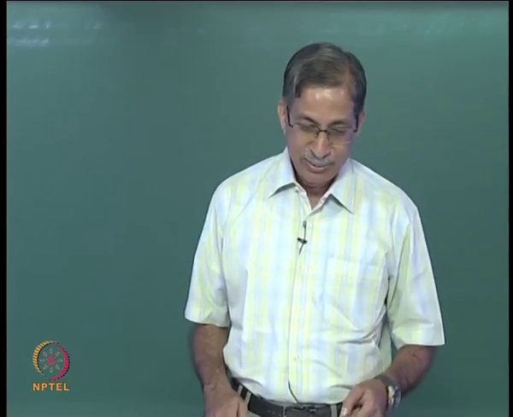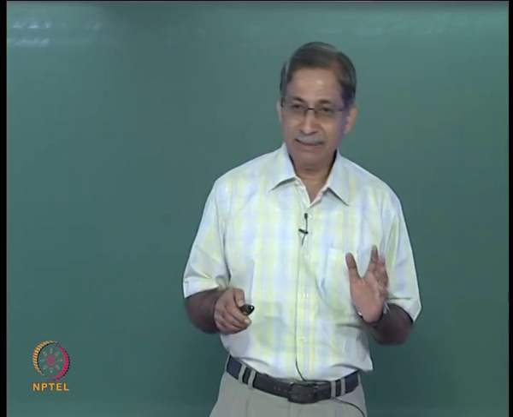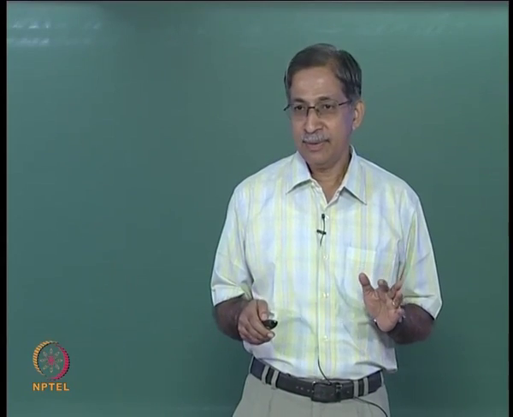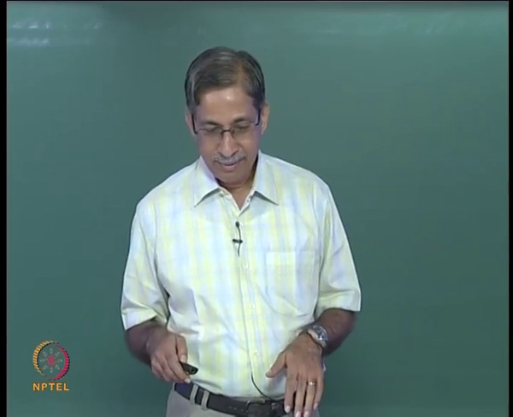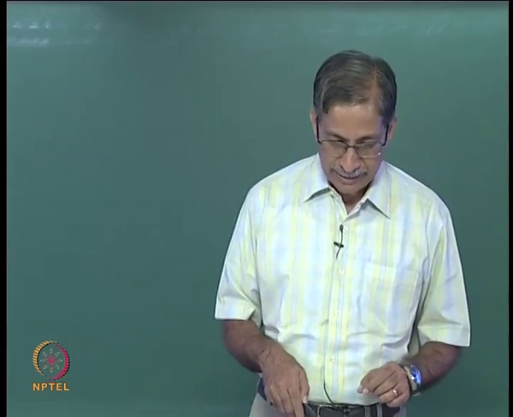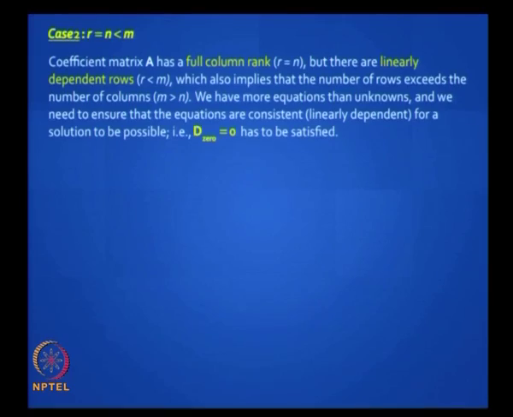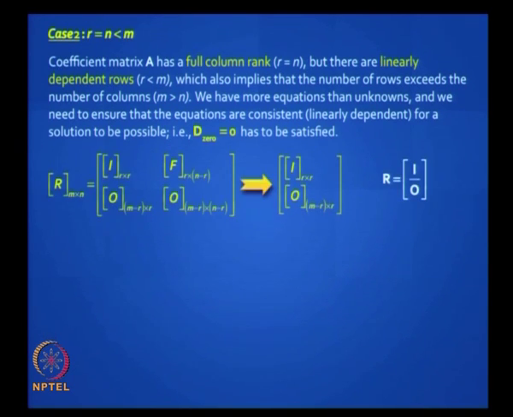Now the other case we have is when R is equal to n, where n is the number of columns, which is less than the number of rows. So coefficient matrix A has a full column rank, but there are linearly independent rows, which also implies that the number of rows exceeds the number of columns. When do you have such a situation? When you have more equations than unknowns, and then you need to satisfy consistency. Again, this comes up in unstable structures, so we will just rush through this; you do not really need it.